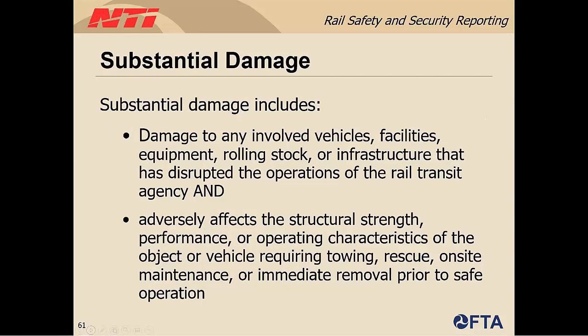Okay, substantial damage was one of the thresholds that we had. And as you can see, we've separated this into two paragraphs to make it quite clear. The first part of this is that there has to be damage to any of your vehicles, facilities, rolling stock, equipment, infrastructure, or so forth, that disrupts the operations of your rail system. So that's the first part. It has to disrupt operations. The second part is that it has to adversely affect the strength, performance, or operating characteristics of the item, the object, the vehicle, whatever it is, which if it's a vehicle could require towing, you could have to send a rescue train, it may require on-site maintenance, or it may require immediate removal of that vehicle prior to safe operation.